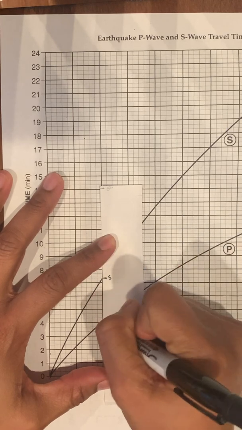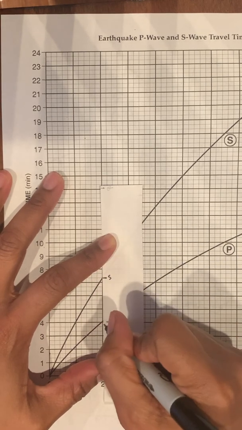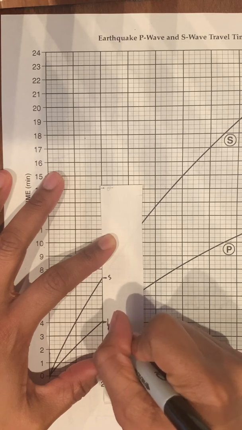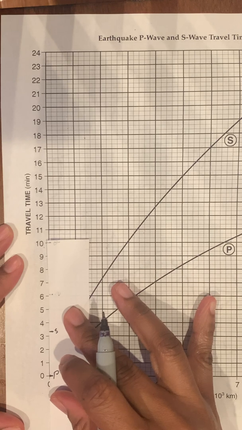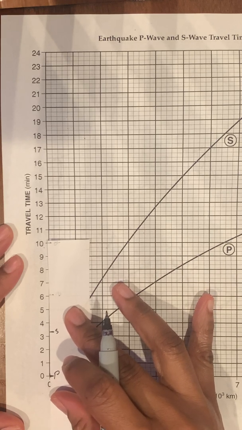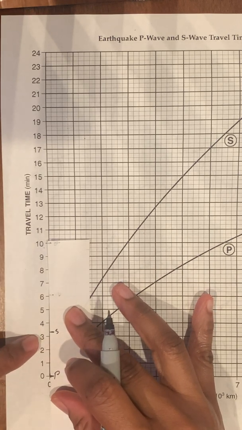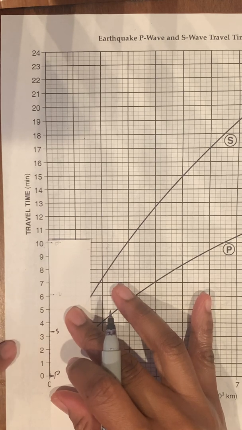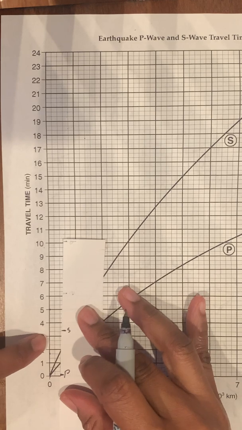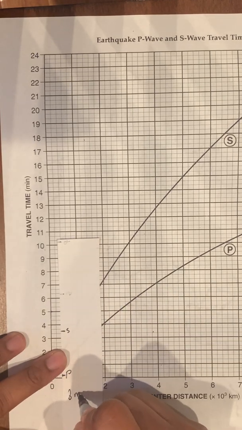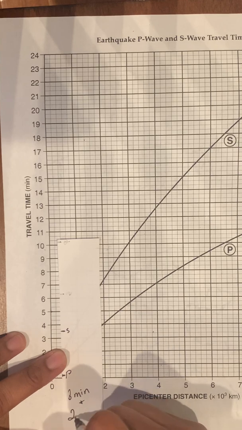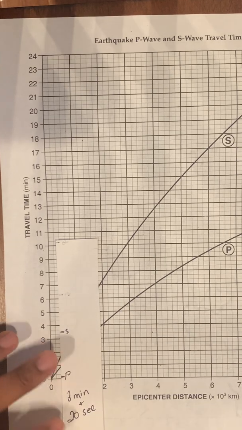the S wave and the P wave. And then we could just come down here, put the P at 0. So that's 3 minutes and 20 seconds, exactly. 3 minutes, it's right here, and 20 seconds. Okay.